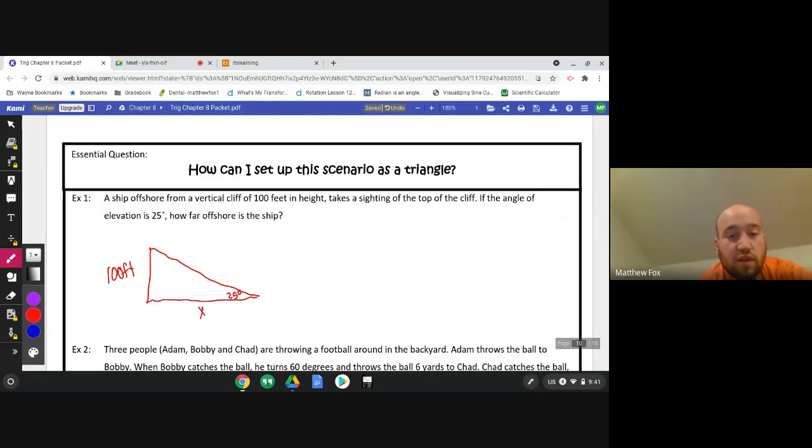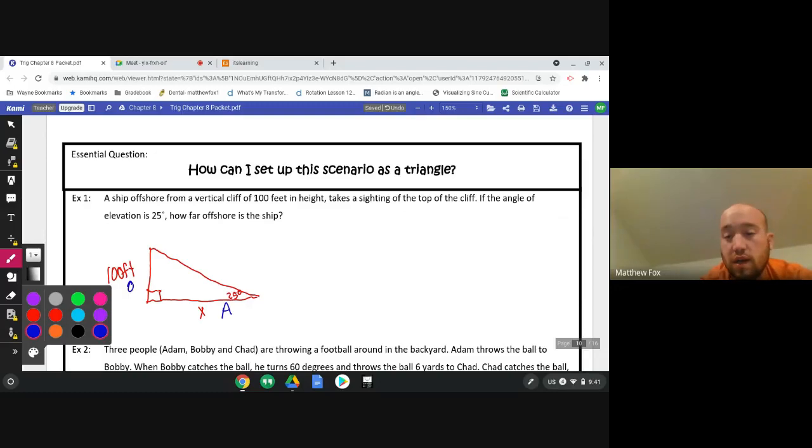Now, if it's a vertical cliff and the ship is somewhere offshore, the water is flat, so we can put that right angle because we know they form a 90-degree angle. Once we have a right angle, you're probably going to use SOHCAHTOA. That is the case in our situation. Now we need to label our missing side. That is our A. The 100 foot is our O.